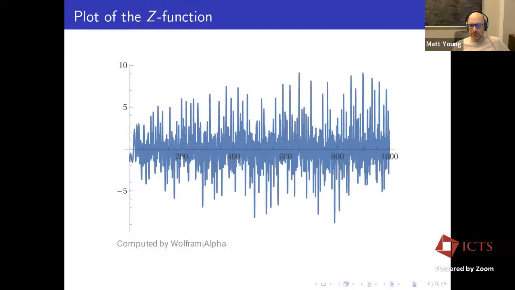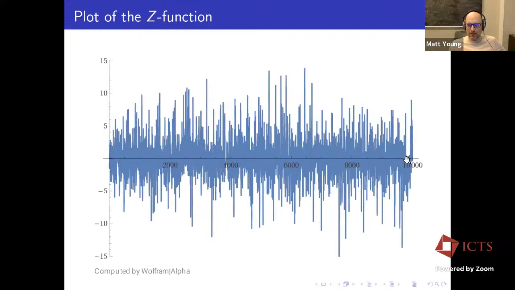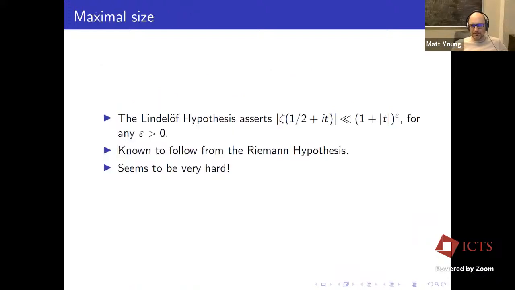Here it is up to 1,000. It doesn't really get above 10, and again it's still pretty oscillatory. And then here it is up to 10,000, and it's a little bit bigger, and we see some peaks. Here it might be close to -15 down there, but not very large. So we have some ideas that make us think that we know what's going on.